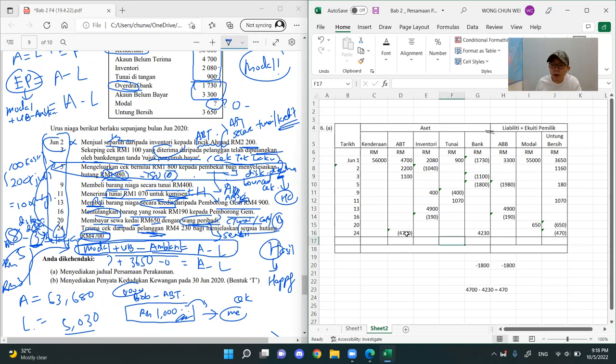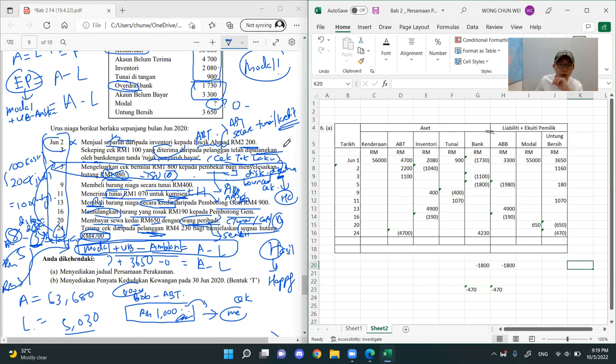Ta-da. So when you do the math and try to match them, your asset equals minus 4,700 plus 4,230, so your asset side will equal to 470. Then your liability plus equity pemilik: minus 470 plus 4,230 is actually minus 470, right? And for here, your liability plus equity pemilik is minus 470 as well. Ta-da. So it's the same.